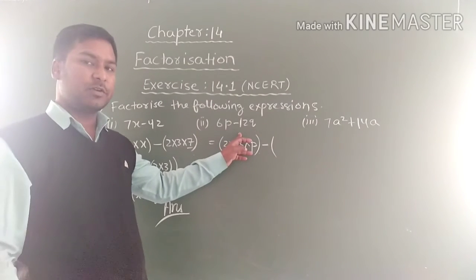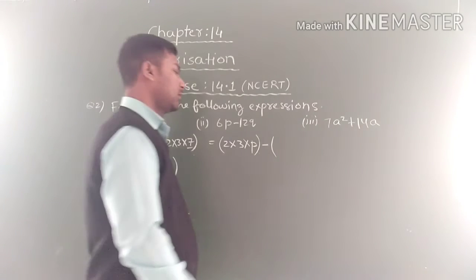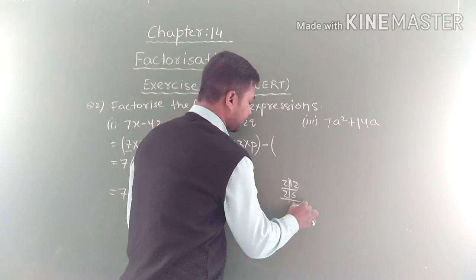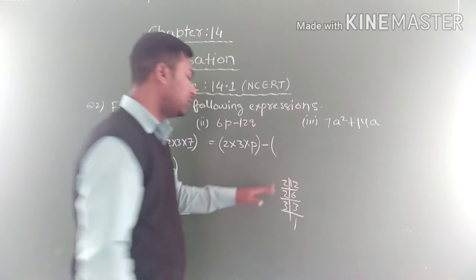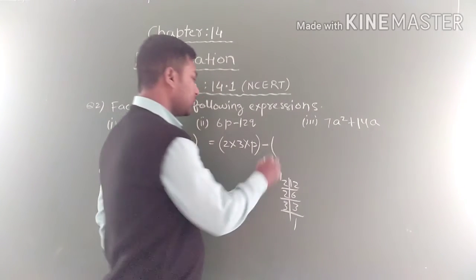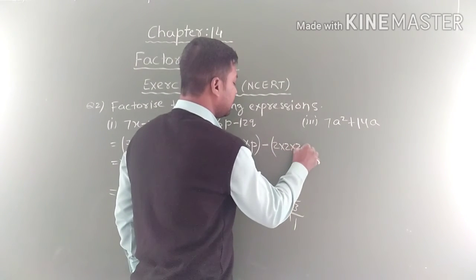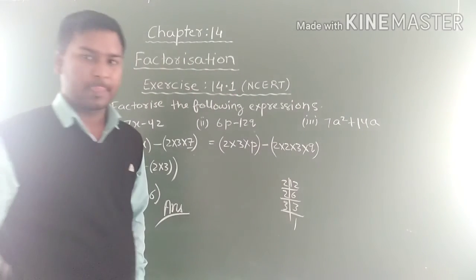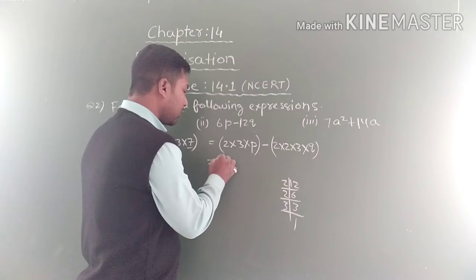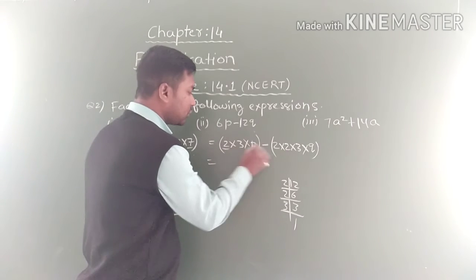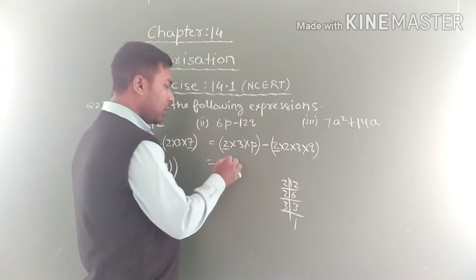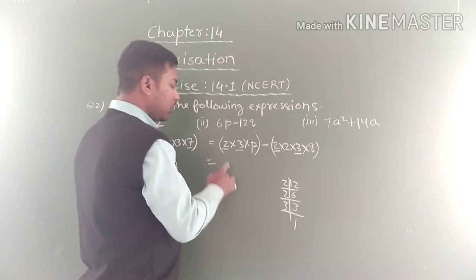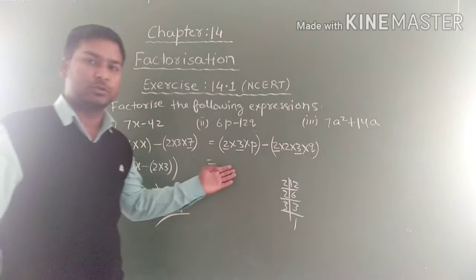So the prime factors of 12 will be, you can find it, 2 into 2 into 3. So this will be 2 into 2 into 3 into q, which is left here. Now just take common in these two terms. 2 is common, 3 is common, and p is not common, as there is no p in the second term. So only 2 and 3 are common in both terms.